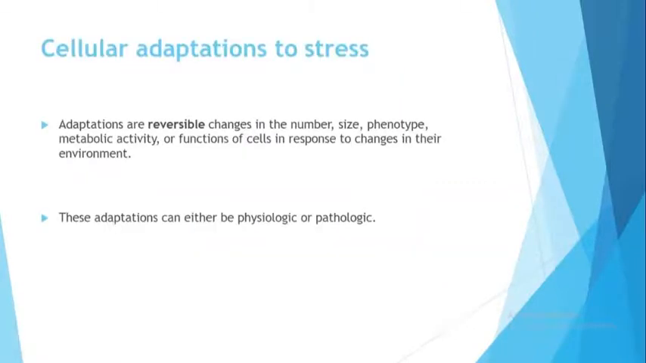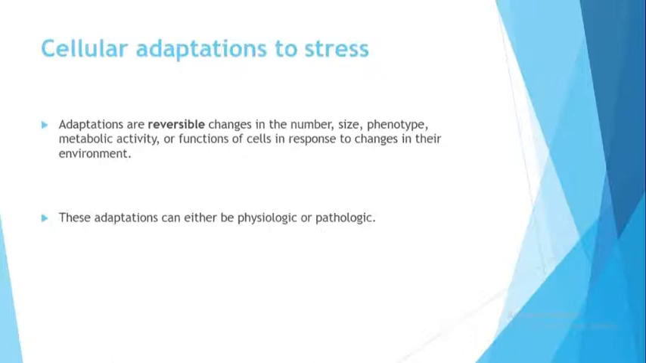So, what are cellular adaptations? Adaptations are reversible changes in the number, the size, the phenotype, the metabolic activity, or functions of cells in response to changes in their environment. So, these changes can either occur together or they can occur one at a time. And the most important word in this definition, our keyword is reversible. So, all these changes are reversible changes.